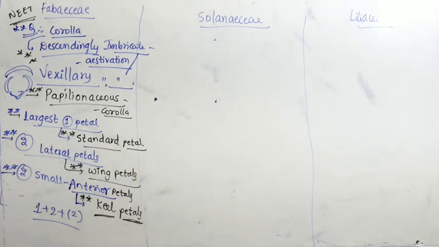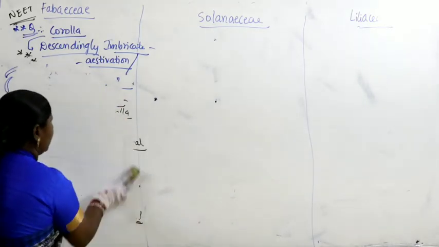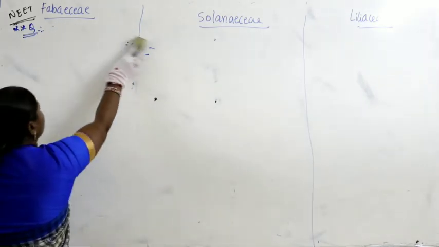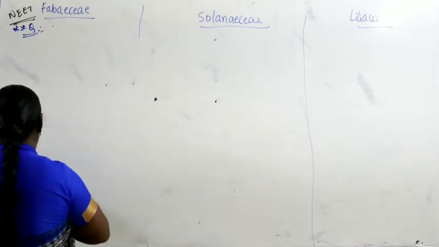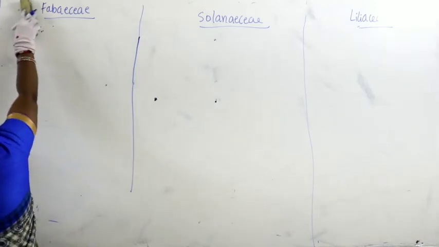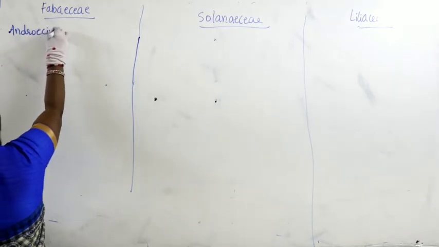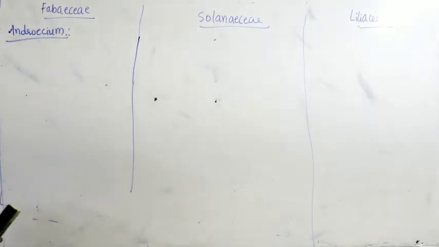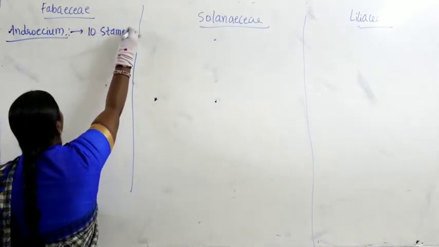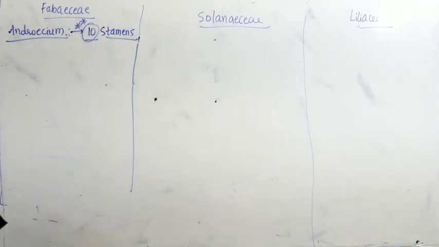Now let us continue for androecium. So this part is very very important. Now let us continue with androecium. So when you take here, the next one is nothing but androecium. Androecium, if you look at androecium, the total number of stamens are 10 stamens. So remember the term 10, it is very very important. Total number of stamens are 10 stamens.